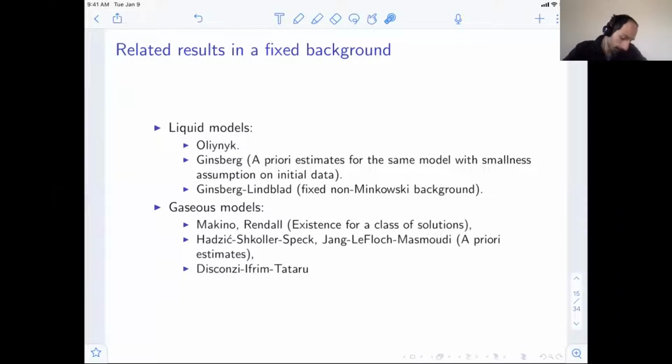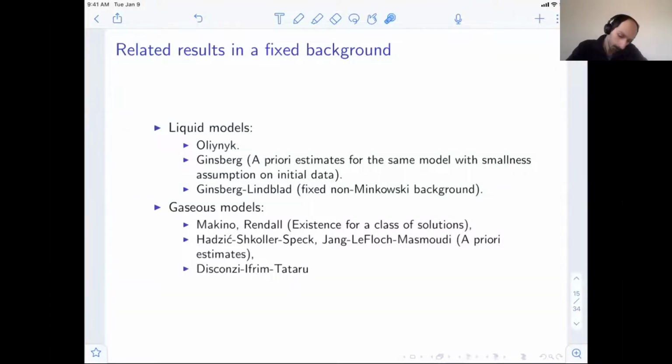And then in the gaseous model, there are other works. There are works which are constructions of special solutions, not well-posedness, but existence, sometimes with symmetry, sometimes without symmetry, of certain solutions, like Makino and Rendell. Then there are a priori estimate works by Hajek, Schkaller, and Speck, and by Shuang, Flock, Masmoudi. And again, more recently, there was a well-posedness result in the gaseous case by Visconti, Freeman, and Tatar.